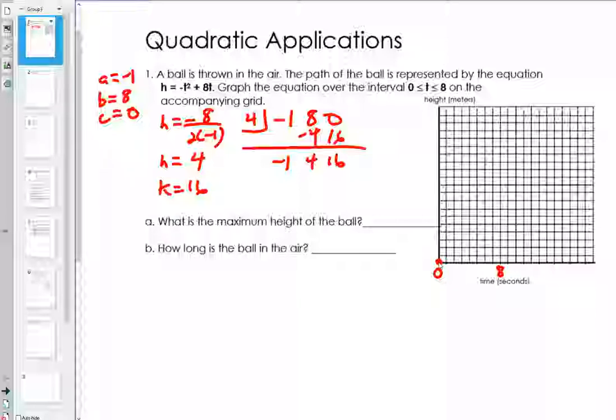Let's see, 1, 2, 1, 2, 3, 4, 5, 6, 7, 8, 9, 10. That's 16 right there. If I go 1, 2, 3, 4, all the way up to 16, that would be the vertex.